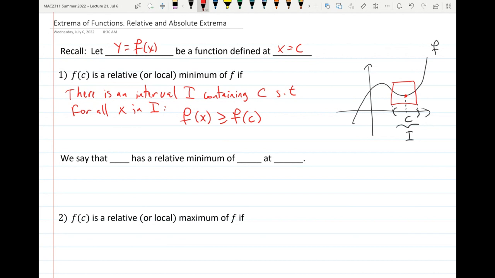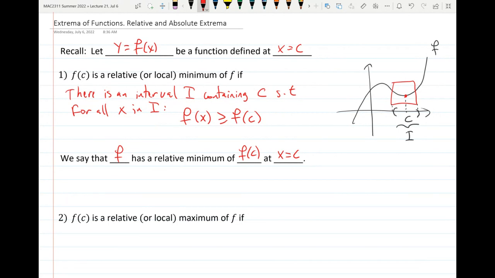So that's what it means to be a relative minimum, and then the language that we use is we say that the function has a relative minimum of the actual value f of c, and the location happens at x equals c. So we say that f has a relative minimum of whatever this number is at x equals c, or sometimes we just say at c. But remember, x equals c is the location. This is the actual value, the actual minimum value, the y value.